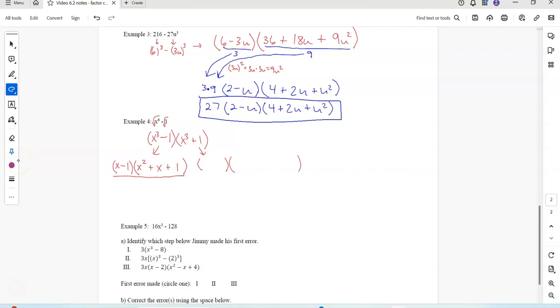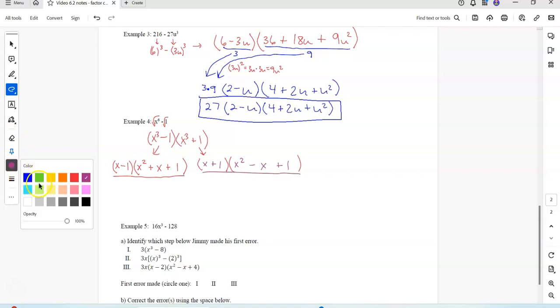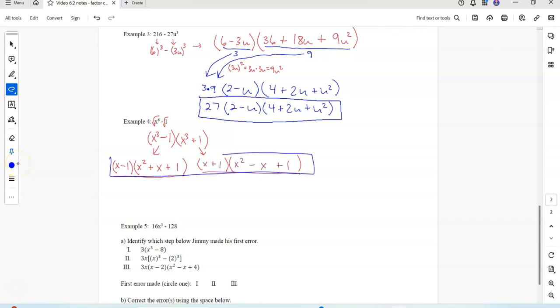I'll use purple to do the other one. This one will be x plus 1, and then we have x squared minus x plus 1. Okay, that's the other factor. So for my final result, well, I would just put all this together. Okay, and this is what the factored form would look like. Sometimes people might write it as x minus 1, x plus 1, and then they put their quadratic ones. I don't really care how it looks.